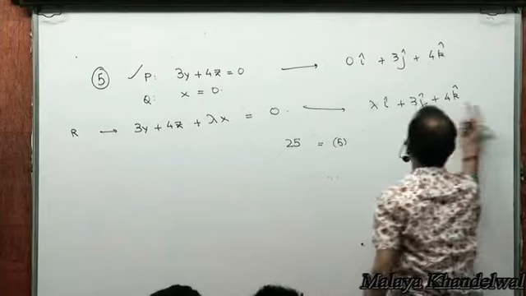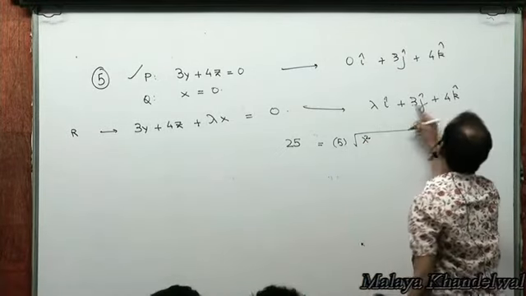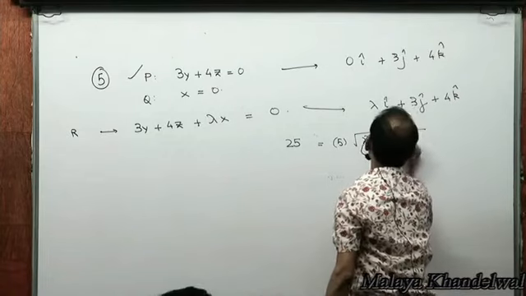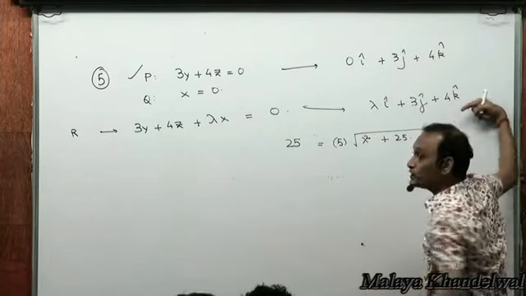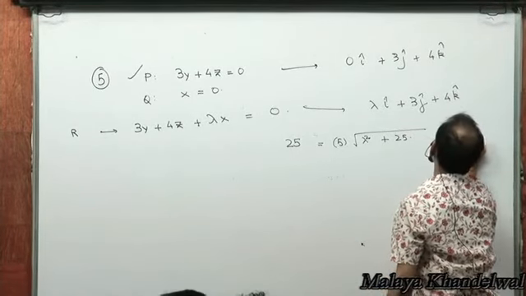Into what's the magnitude of this vector? Root of lambda squared plus 25 is the magnitude of this vector. Into what's the angle between these two vectors? 60 degrees. So into cos 60 degrees. That's how it happens.